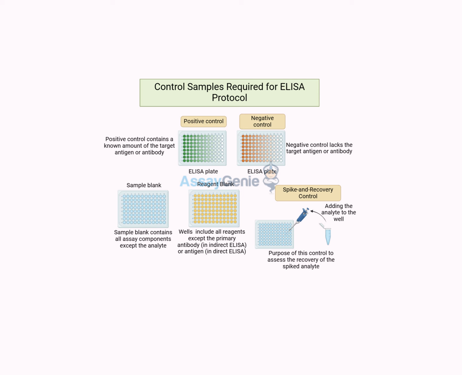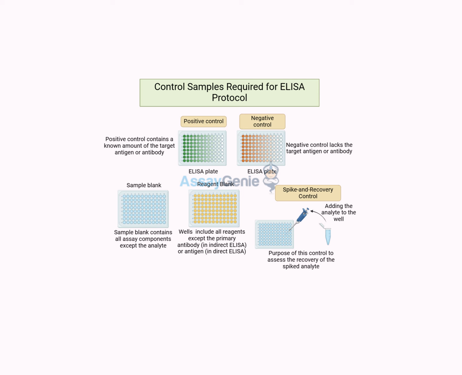Absolutely. Speaking of those real-world applications, you mentioned earlier that ELISA is used in both research and diagnostics. Can you give us some concrete examples of how these controls actually play out in those different contexts? Sure. So let's start with diagnostics. Imagine you're using ELISA to test for HIV antibodies in a patient's blood sample. Okay, so in this case, we're looking for the presence or absence of a specific antibody, which would indicate whether or not that person's been exposed to the virus.